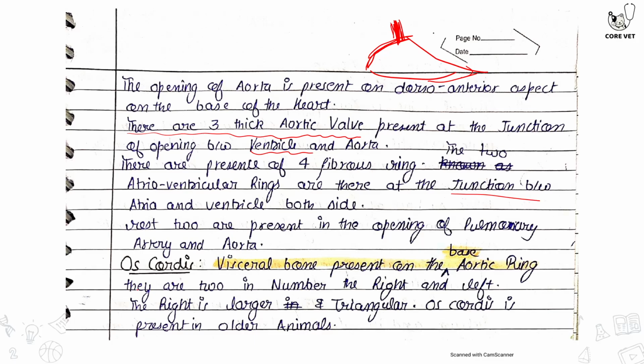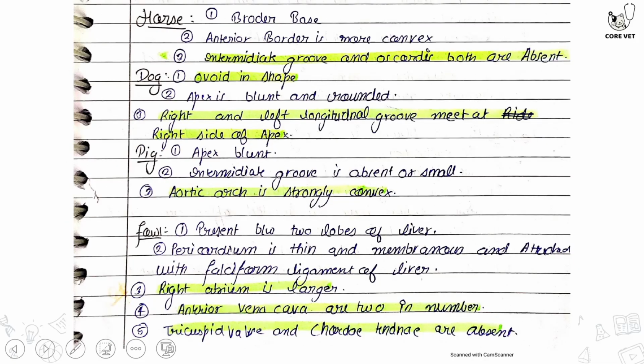Coming on to os cordis, which is a visceral bone present only at the base of the aortic ring. They are two in number, the right and the left. The right is larger in size and triangular. The os cordis is present only in older animals. So in the older animals, there is the presence of the os cordis.